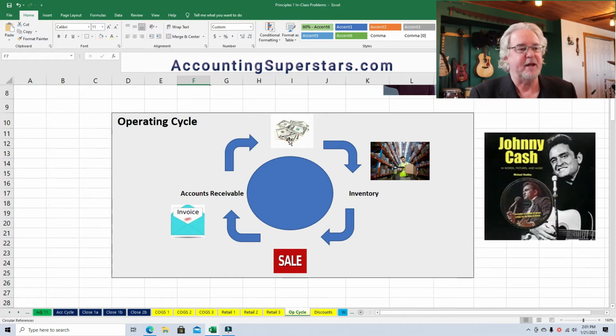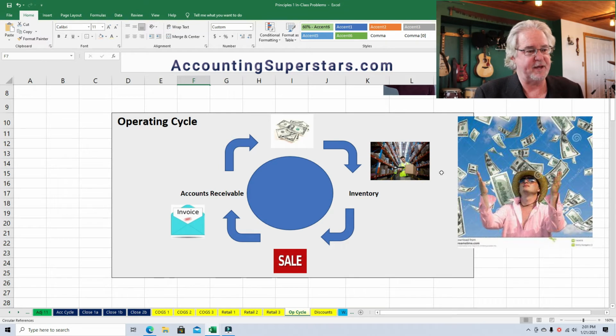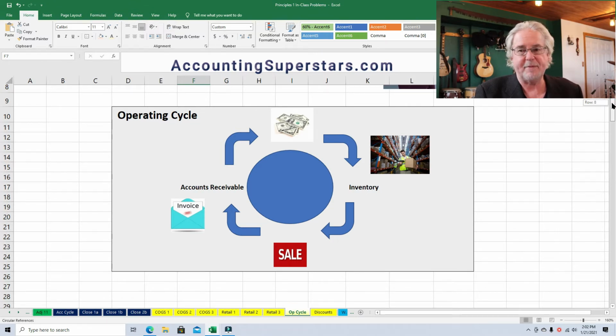So the business receives cash, hopefully a little bit more cash than what they started with. And so this cycle goes round and round and round. Now, the faster this can go, the more money the business can generate. So it's a good thing to try to get that operating cycle sped up. There are a few tricks to do that, and those tricks are described in a more advanced accounting class. But we can measure this.